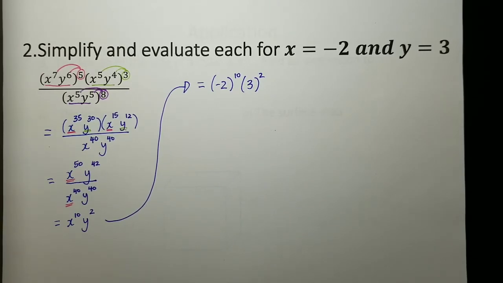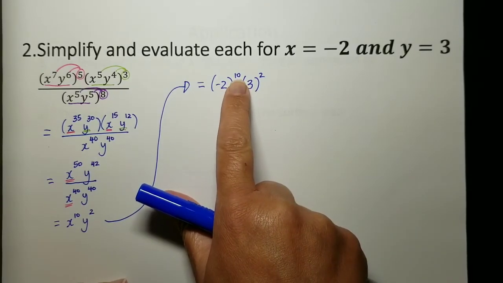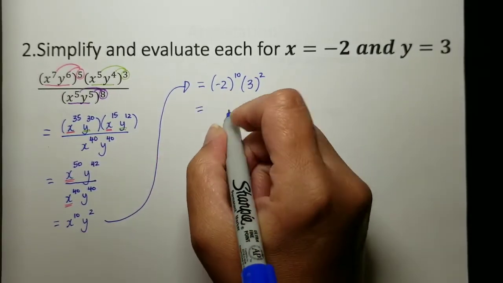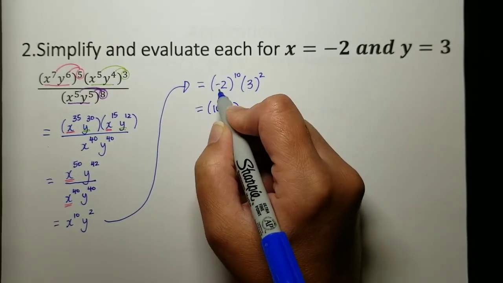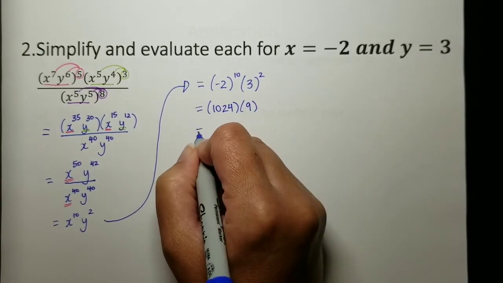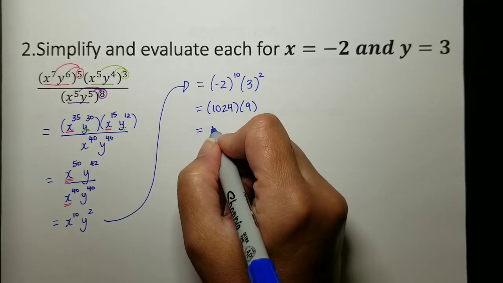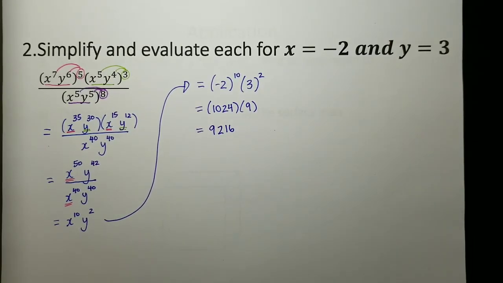Now, thinking about the negative sign here, this will be negative times negative 10 times. If you have 10 negatives, remember that 2 negatives is going to give you a positive. So those are actually going to pair up. You can also do this on your calculator if you want, but this gives you 1024 as -2 to the exponent 10 times 9. So then we're going to multiply those, and the final answer is 9,216. So that's the final answer.